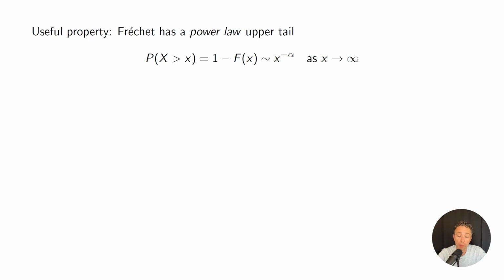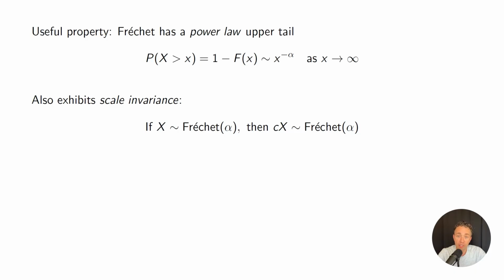Another useful property of the Fréchet distribution, which will be useful in some economic models, is that it has a power law in its upper tail. This contrasts with a thin-tailed distribution, which has an exponential decay in the upper tail. Because there's a power law upper tail that's governed by the shape parameter alpha, that's going to result in a lot more heaviness in the tails, and that can be really important for modeling some economic phenomena.